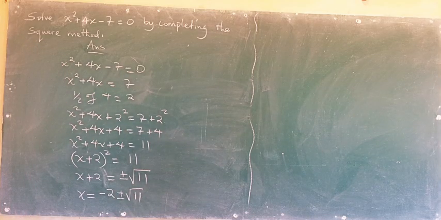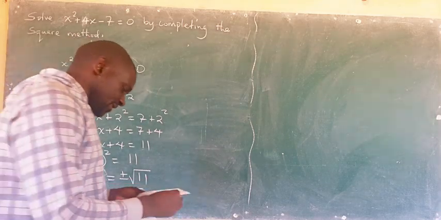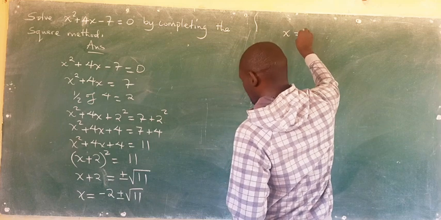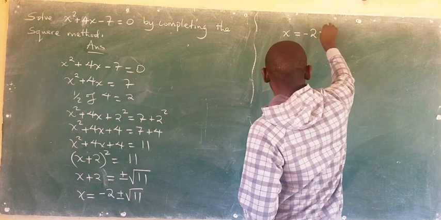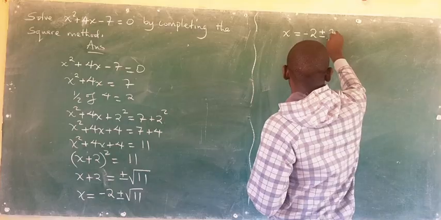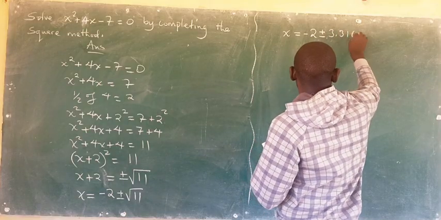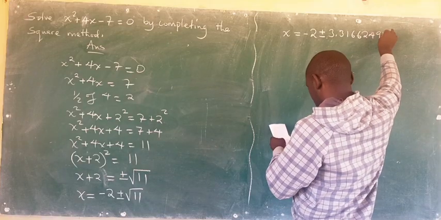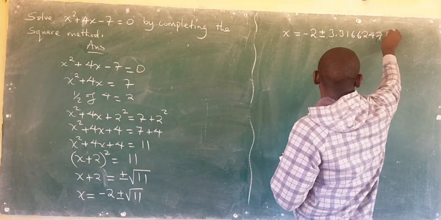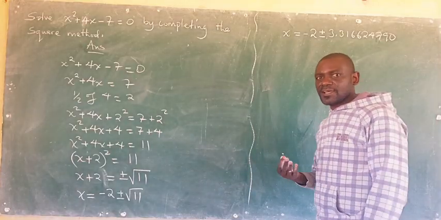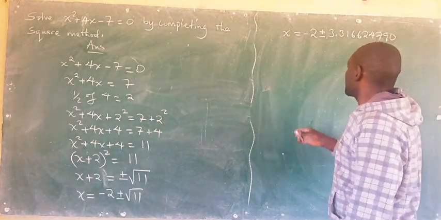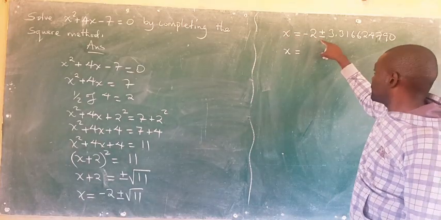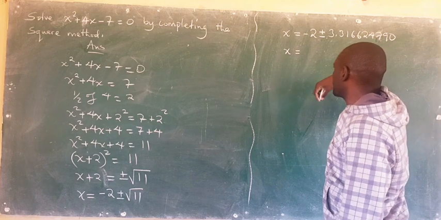Then from there, we find the square root of 11. The square root of 11 is just 3 point something. So plus or minus 3.316624790. But we can maintain at least a minimum of 4 decimal places. So that gives us x being equal to, there are two signs here. First of all, we'll go with the positive sign, then we go with the negative sign.